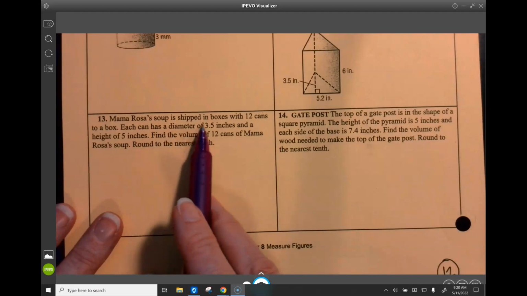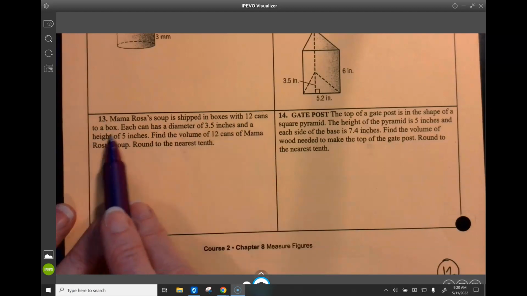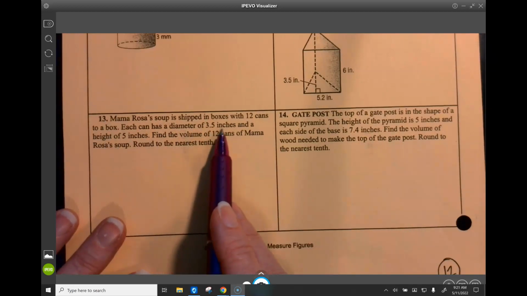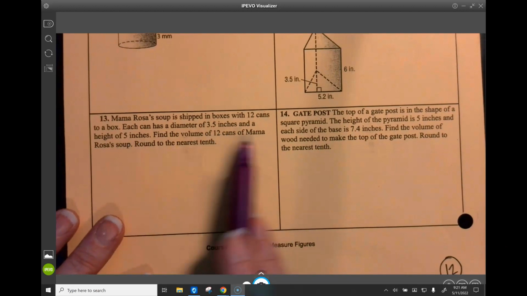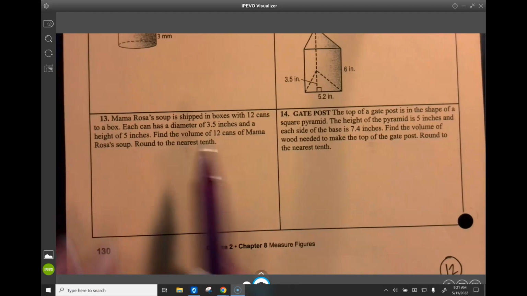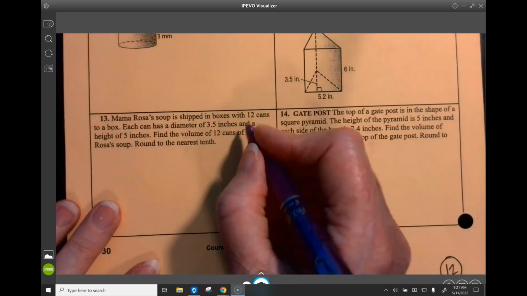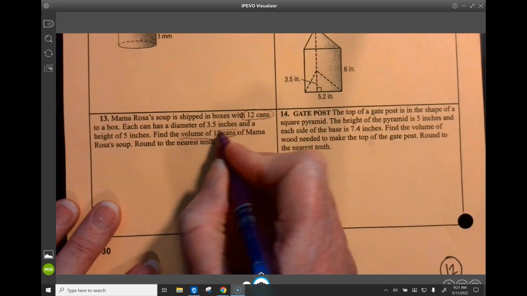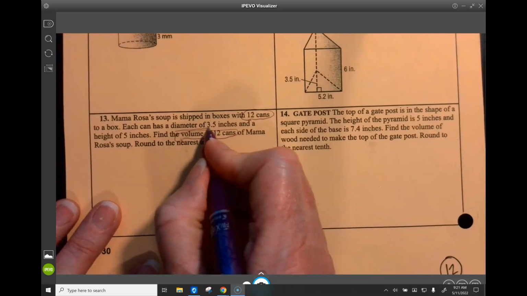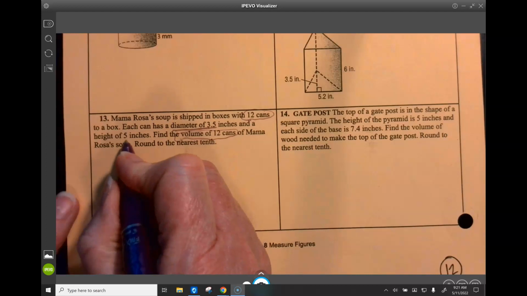Mama Rose's soup is shipped in boxes with 12 cans to a box. Each can has a diameter of 3.5 inches and a height of 5 inches. Find the volume of 12 cans of Mama Rose's soup, rounded to the nearest tenth. So, important things: 12 cans, and we want to find the volume of 12 cans. We know that our diameter is 3.5 and our height is 5 inches.